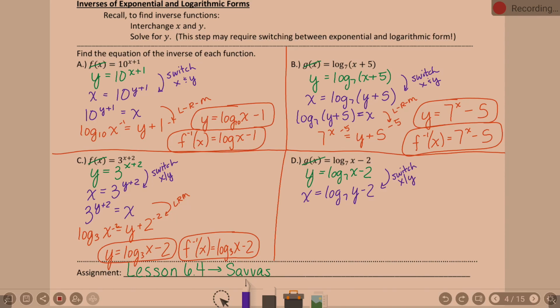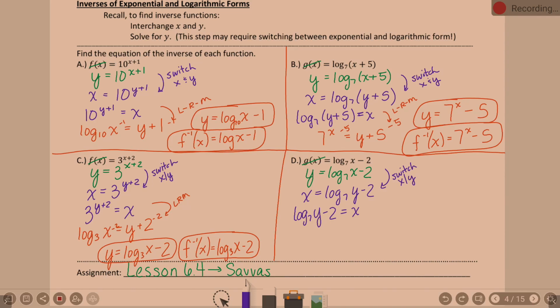Okay. With this in mind, what do we normally do next? Reverse it. Okay, reverse it, which we can go ahead and reverse it. Log base 7 of y minus 2 equals x. And we normally reverse it because we need to do a left, right, middle.